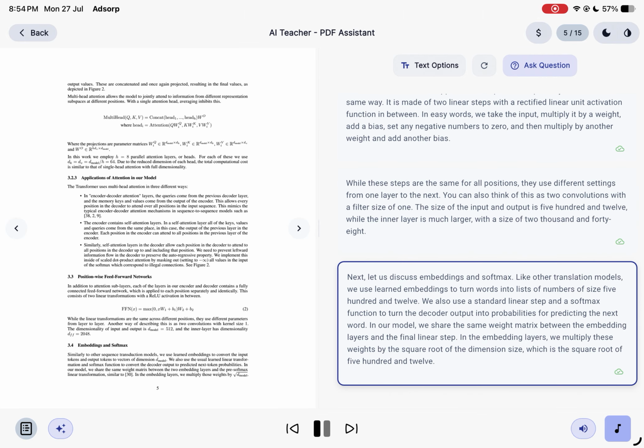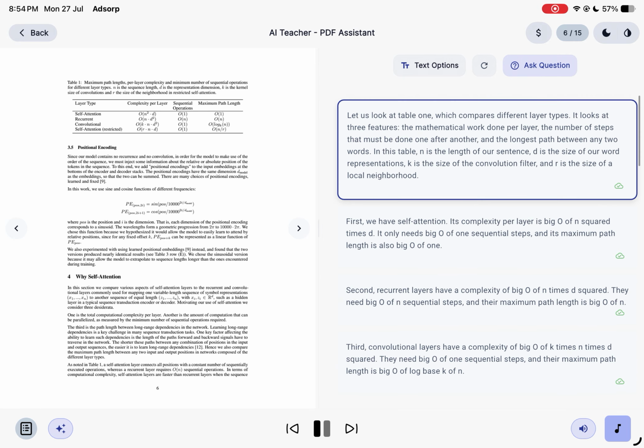Like other translation models, we use learned embeddings to turn words into lists of numbers of size 512. We also use a standard linear step and a softmax function to turn the decoder output into probabilities for predicting the next word. In our model, we share the same weight matrix between the embedding layers and the final linear step. In the embedding layers, we multiply these weights by the square root of the dimension size, which is the square root of 512. Let us look at Table 1, which compares different layer types.